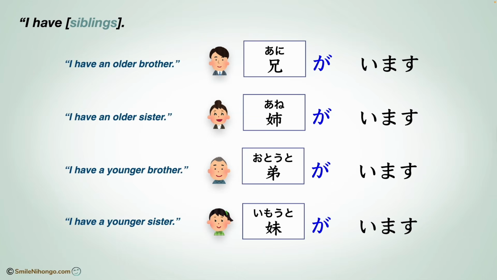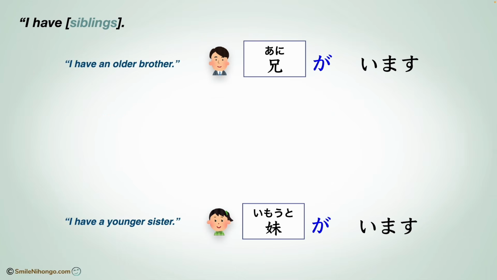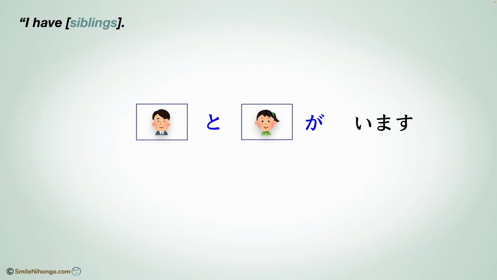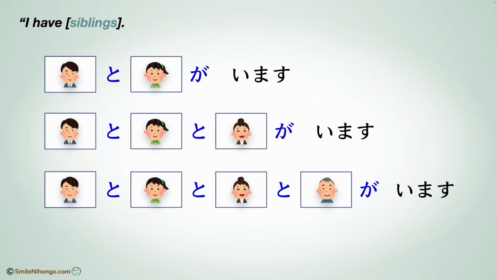If you have multiple siblings, such as an older brother and a younger sister, you can use the noun connector particle と and go like this. 兄と妹がいます。You can even combine 3 or 4 siblings by using と。Just keep in mind that the particle と only connects nouns. It doesn't connect verbs, adjectives, or sentences, so please remember that it is not completely equivalent to the English word and.